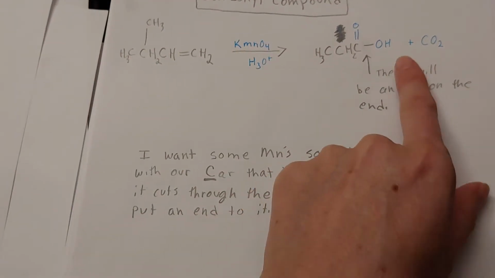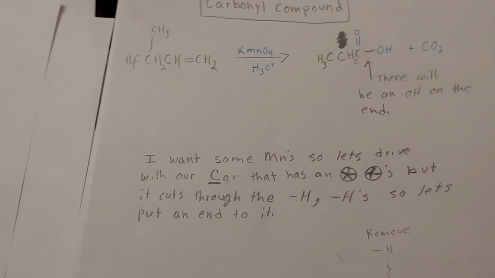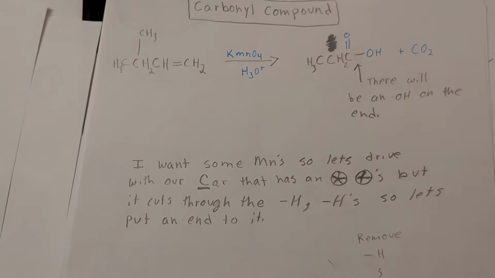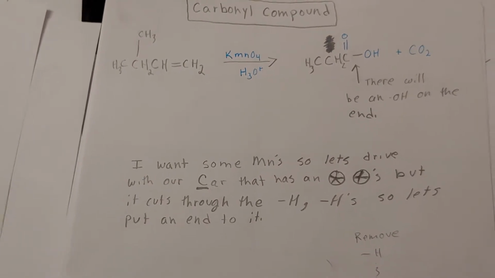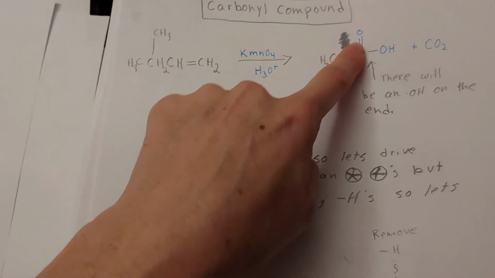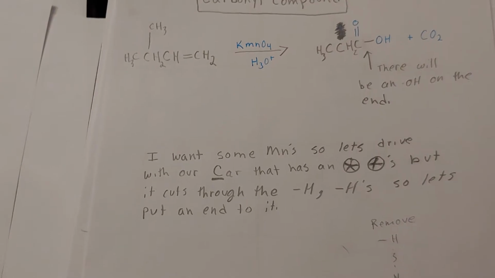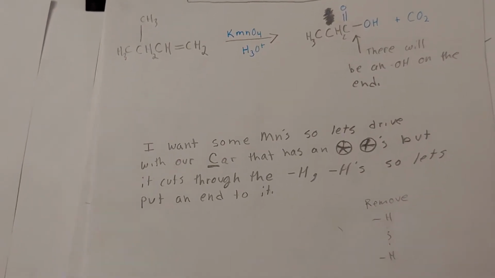So let's put it on the end. So that OH is on the end. So I want some M&Ms. So let's drive with our car that has an O and an O. And remember, when it has an O and an O, we want a double bond. So let's cut through the H's so we can put an N to it.